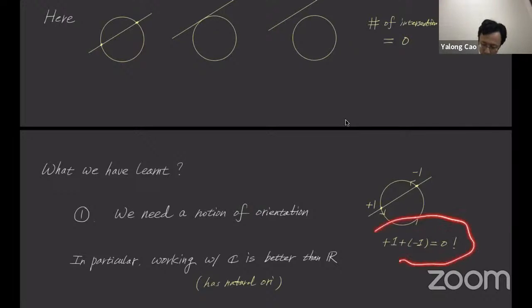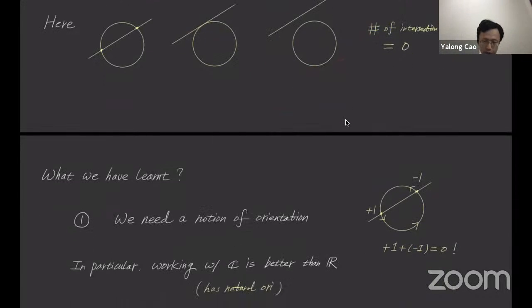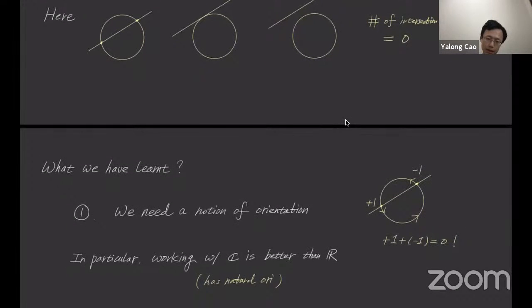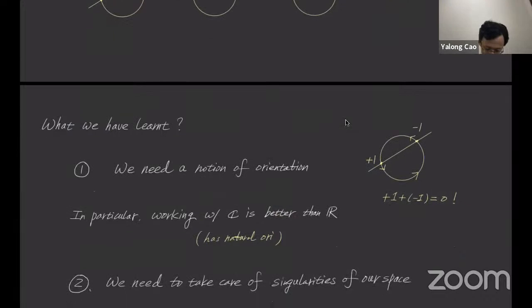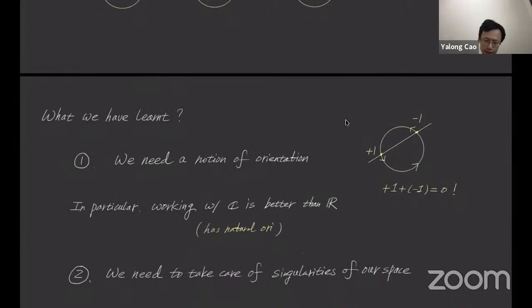We get this 0, which is consistent with the empty intersection here. In particular, working with complex numbers is often better than real numbers, because in the complex world we have natural orientations given by complex structures on C. The second thing we learn is that we need to take care of the singularity of our space.